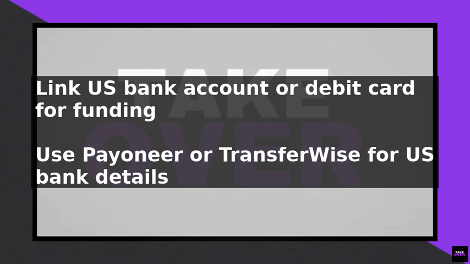After adding your funding source, you will be asked to verify your identity. This is a mandatory step to comply with US financial regulations. You will need to provide your name, date of birth, and social security number. If you are not a US citizen, you can use your passport number or tax identification number. Once you have verified your identity, you can start using your Venmo account.